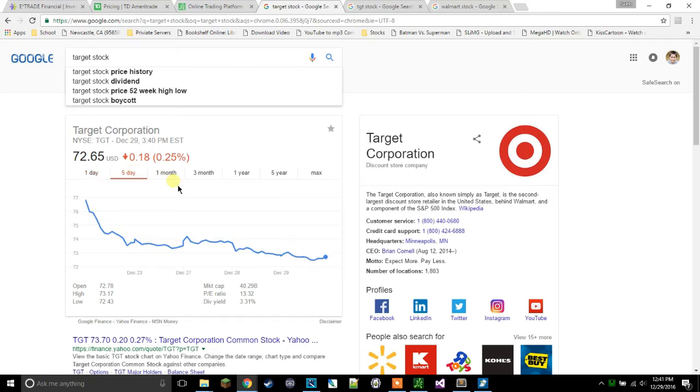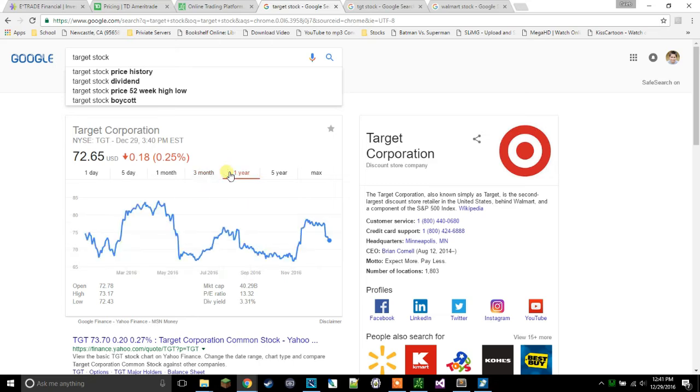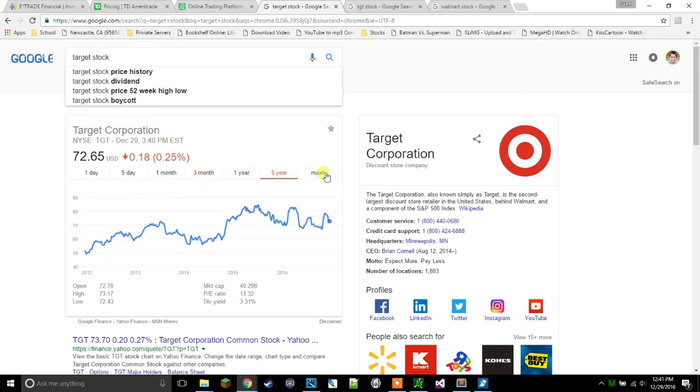There's also a 5-day graph, so this is the past 5 days. Remember, you can drag and see right up here how much it's gone down in the last 5 days. So in the last 5 days, Target has dropped $4.08, or 5.31%. Then you can do 1 month, 3 month, 1 year, 5 year, and then max.